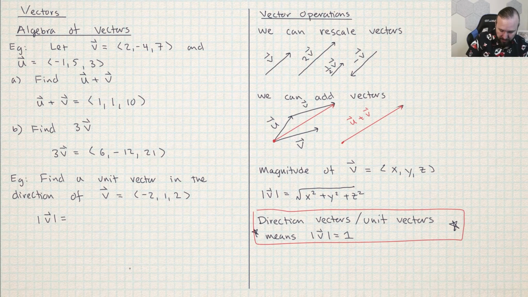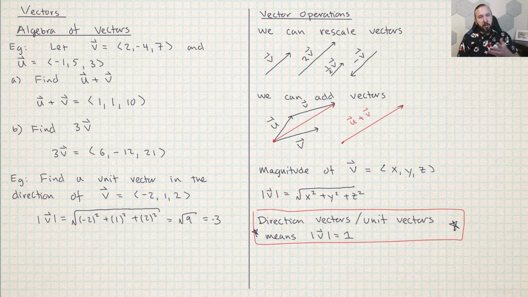I'm just going to use the formula for the magnitude. So this is going to be the square root of negative 2 squared plus 1 squared plus 2 squared. So this is going to be 4 plus 4 is 8 plus 1 is 9. So this is the square root of 9, which is 3. So the magnitude of the vector I've given us here is 3. But I want it to have magnitude 1. So right now it's of length 3, and I want it to be of length 1.